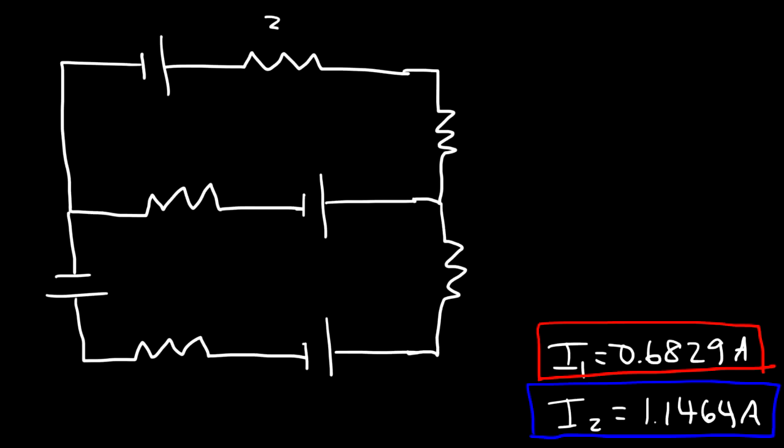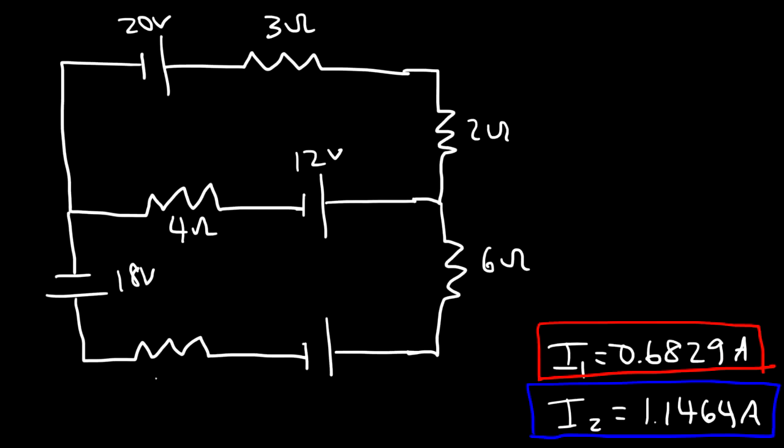So we said that this was 3 ohms, this was 2 ohms, and this is 6 ohms, and this is 4 ohms. Here we have a 20 volt battery, a 12 volt battery, an 18 volt battery, and this is 10 ohms, and this is a 6 volt battery. So at this point, what I want you to do is to calculate the potential everywhere.